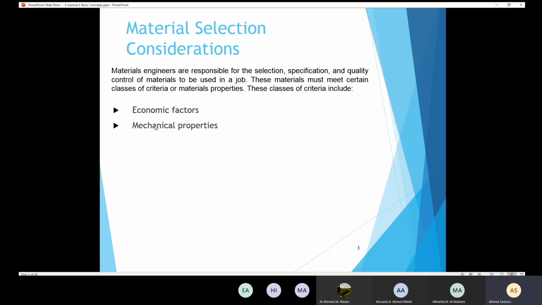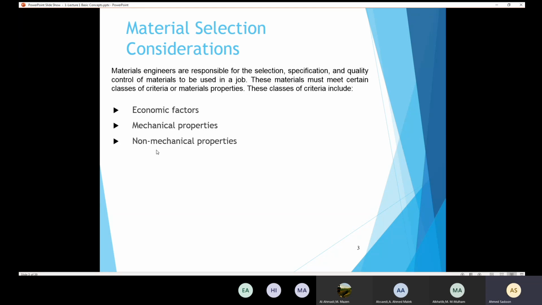Also, I need to know the mechanical properties. I need to know how much load the material is going to sustain. I need to know about the deformation of the material if I apply a load to it. So mechanical properties means how the material is going to respond when I apply a load. You need to know whether the material is strong or weak.